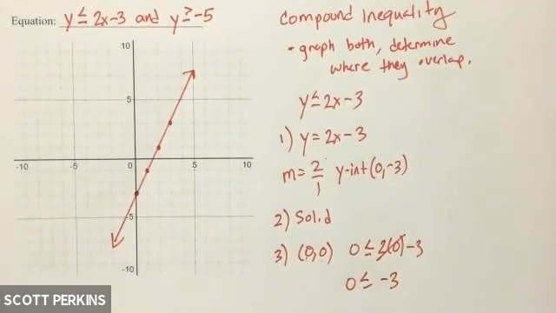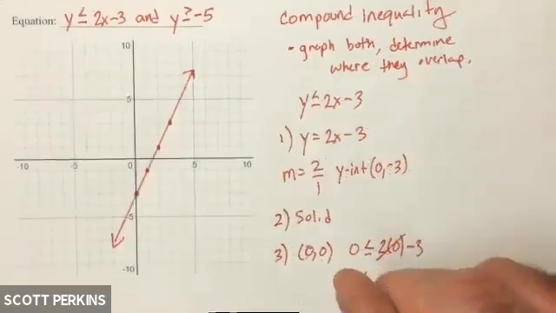Now think carefully on this one. Is 0 less than negative 3? Is that true or false? That's false. 0 is bigger. I'd rather have $0 than owe somebody $3. So that is false.